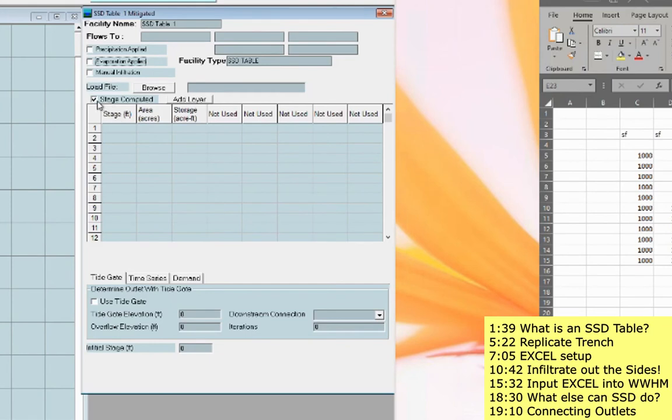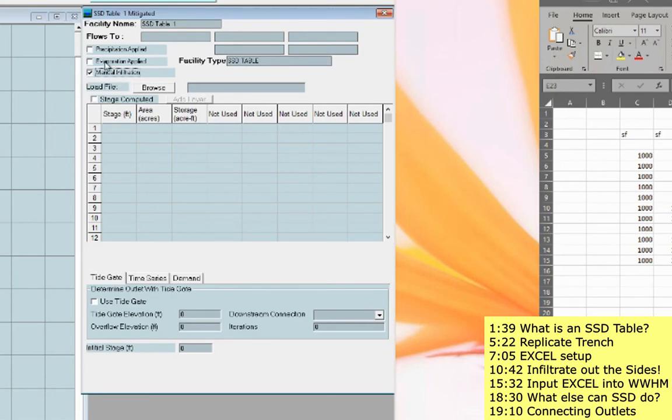Now, a couple things you need to do. This stage computed can be the most annoying thing to try to figure out. So I just uncheck this. I'm going to click in manual infiltration. I don't know if this actually matters. It seems to work with it on or off.